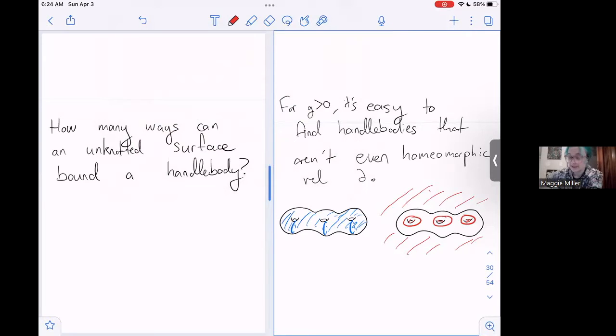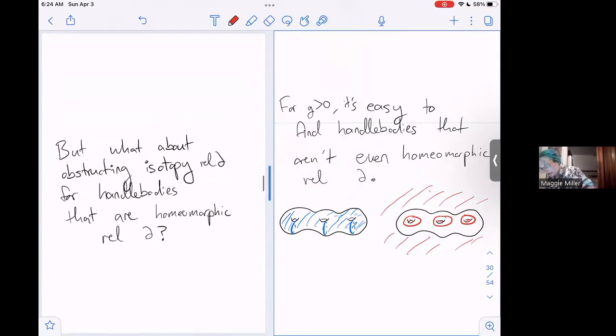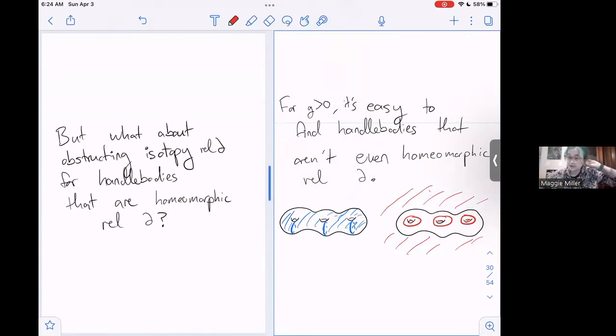Obviously that can't happen for disks, but it's also kind of cheating because at that point, they're not really the same 3-manifold with this identified boundary. So how interesting is it that their embeddings are different? What we should ask for is how can we obstruct isotopy rel boundary for handle bodies when they are homeomorphic rel boundary, and really have it be just an isotopy obstruction. This is what we wanted in dimension 3 and didn't exist by the Schoenflies conjecture.